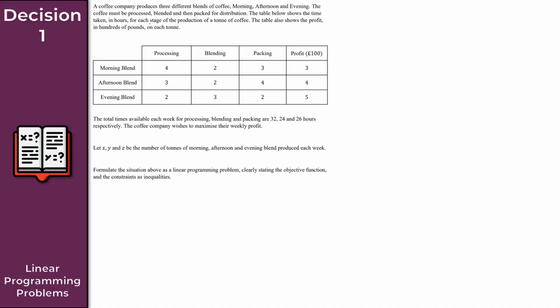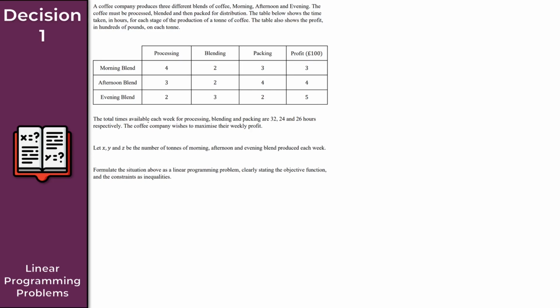Okay. So what we're told here is a coffee company produces 3 different blends of coffee. We've got morning blend, afternoon blend, and evening blend. The coffee must be processed, blended, and then packed for distribution. The table below also shows the time taken in hours for each stage of the production of a ton of coffee, and the profit in hundreds of pounds on each ton.